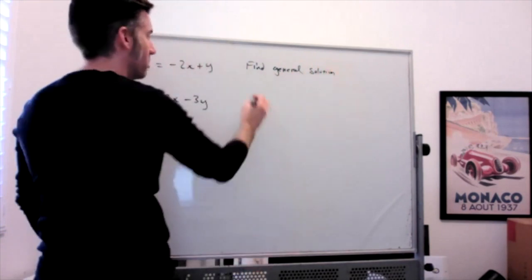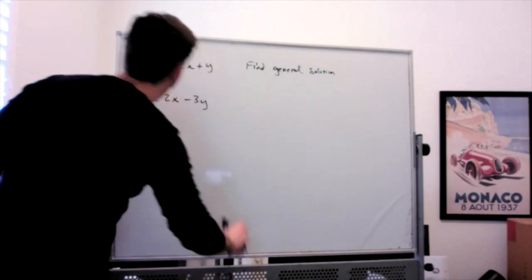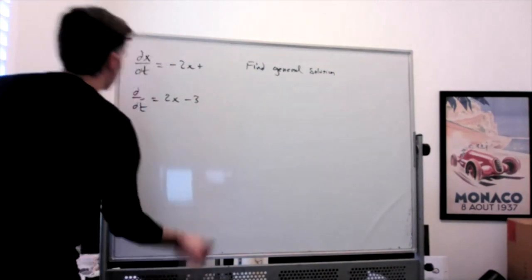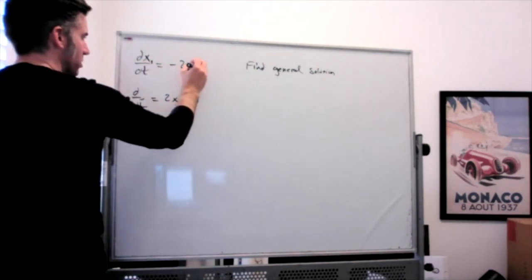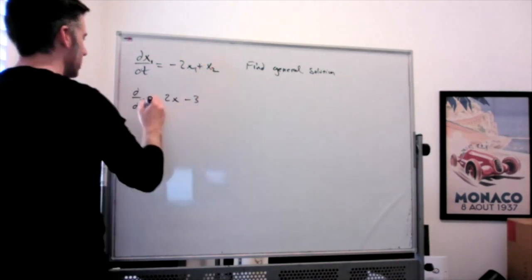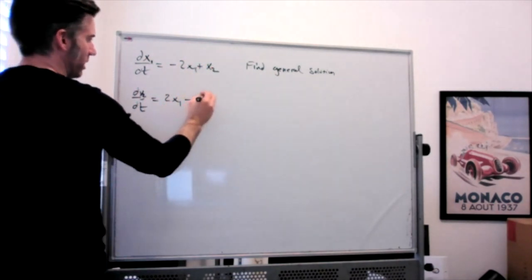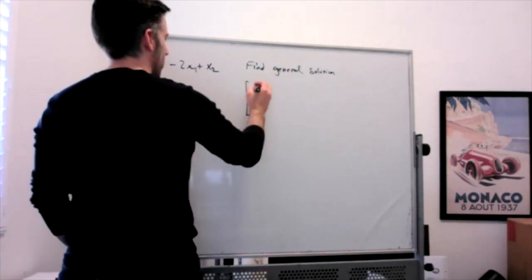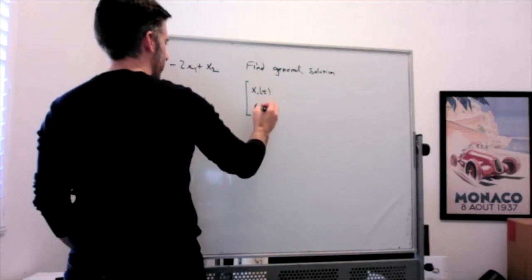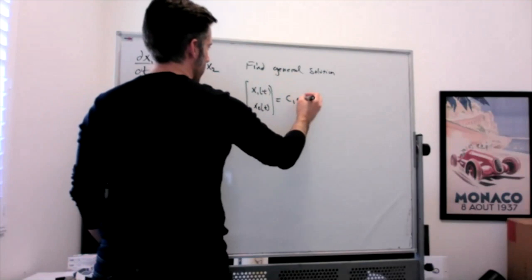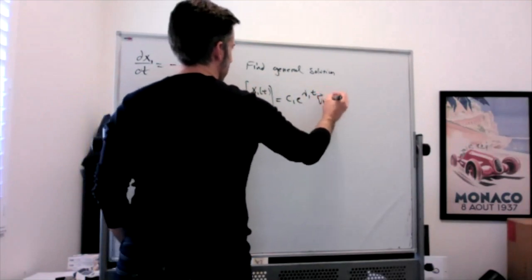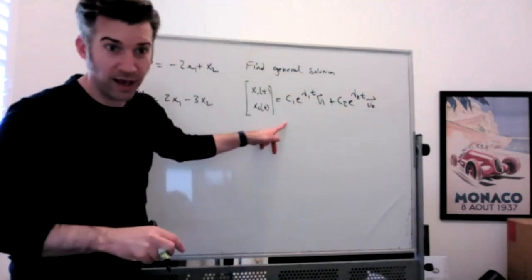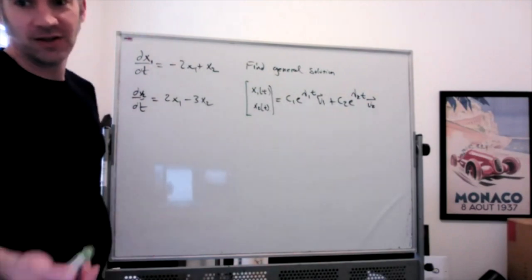Instead of using x and y, let's use x1 and x2. So dx1/dt is -2x1 plus x2, and dx2/dt is 2x1 minus 3x2. Our general solution is going to be x1(t), x2(t) equals c1 e^(lambda1 t) v1 plus c2 e^(lambda2 t) v2. Have you memorized that yet? You should. Okay, so let's find the eigenvalues.